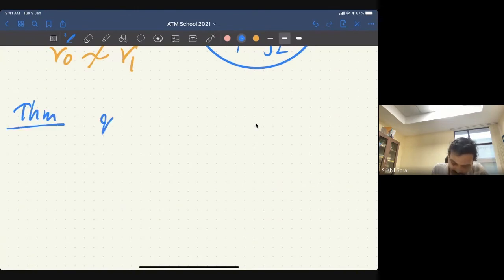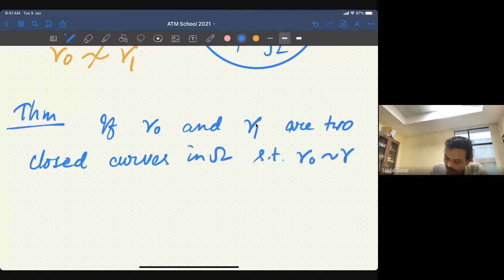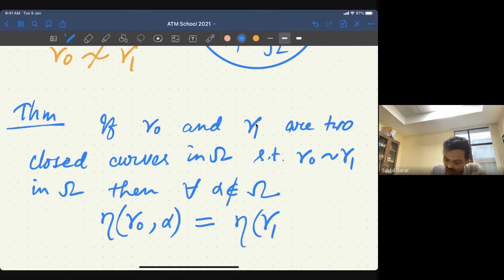So if gamma naught and gamma 1 are two closed curves in omega such that gamma naught is homotopic to gamma 1 in omega, then for all alpha not belonging to omega, the winding number of gamma naught with respect to alpha is equal to the winding number of gamma 1 with respect to alpha.